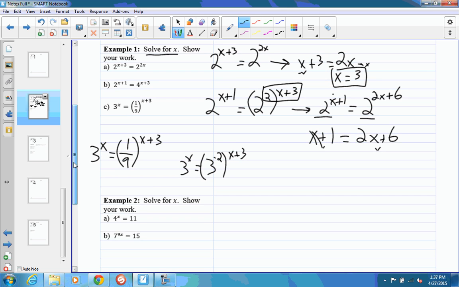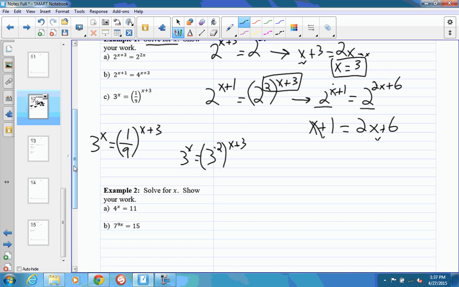Quit distracting. I need to make 1/9 look like 3, and I need to make 3 equal to 1/9. So I raised 3 to the negative 2 power. I'm going to do what I did up here, and I like these little boxes. So I'm going to distribute that negative 2. So 3 to the x equals 3 to what power? I need to distribute the negative 2. So what's my new exponent? Negative 2x minus 6. And now are my bases the same? Right, good. So x equals negative 2x minus 6.